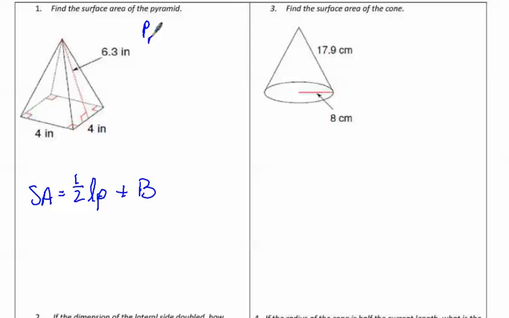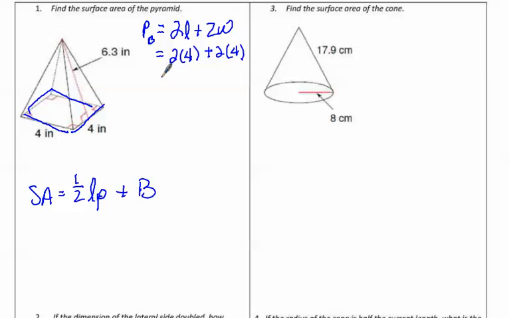You find the perimeter of the base by 2 times length plus 2 times width, because the base is a square. So you have 2 times 4 plus 2 times 4. 2 times 4 is 8 plus 8, so the perimeter of the base is 16 inches.